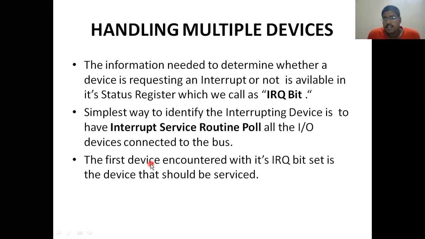So this is the case, and another case is also possible now. In the last example I told you only the keyboard's IRQ bit was 1, and the rest of the IRQ bits were 0. But there may be a case where 2 to 3 IRQ bits become 1. That means the IRQ bit of a monitor, the IRQ bit of a keyboard, and the IRQ bit of a printer. In that case we have 3 IRQ bits which are 1. That is also a case.